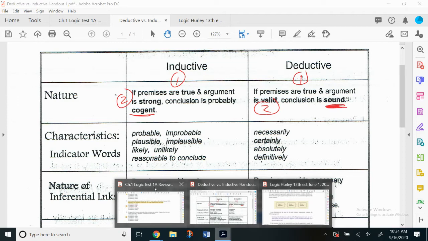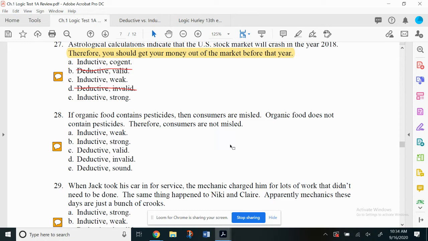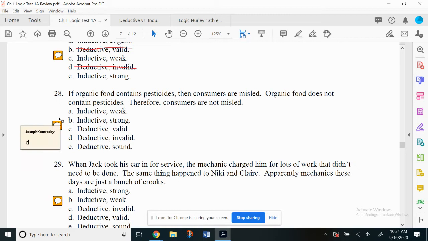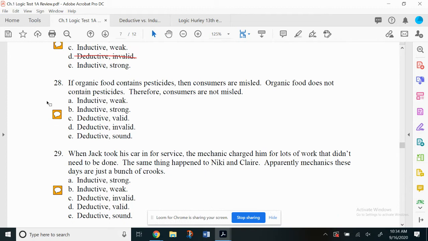So 27C. So let's do 28. You can push pause and you can look at this if you want. 28 is D, deductive, invalid. 29. I'll do 28. I'll stall a little bit more.